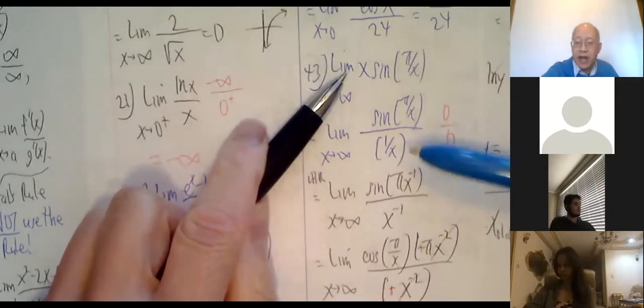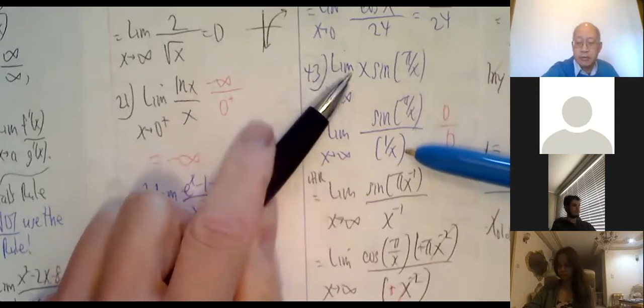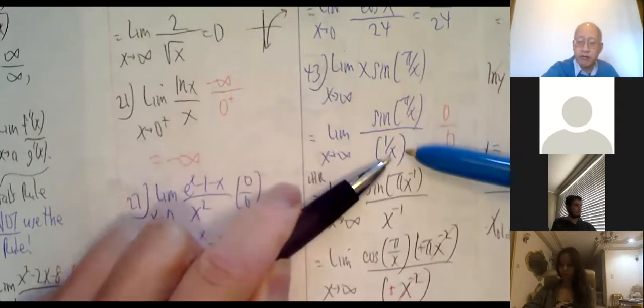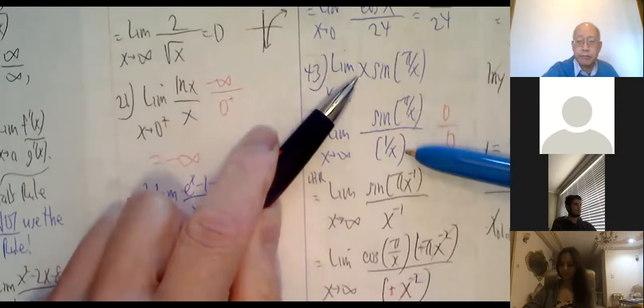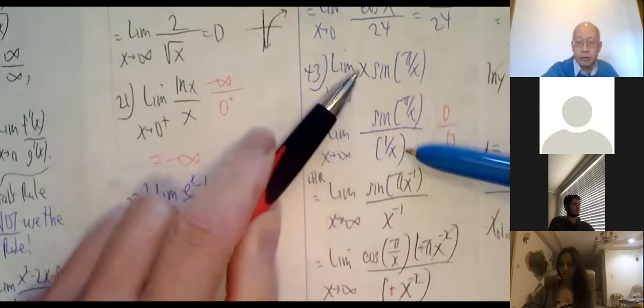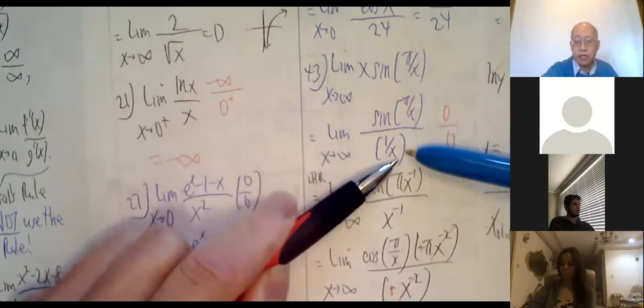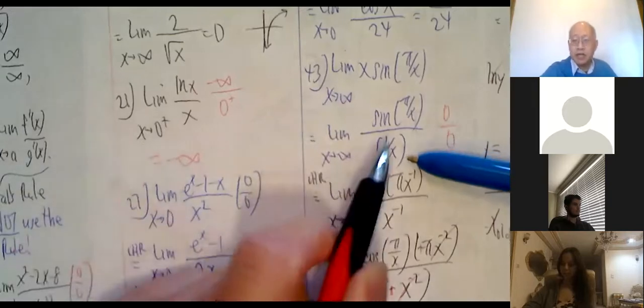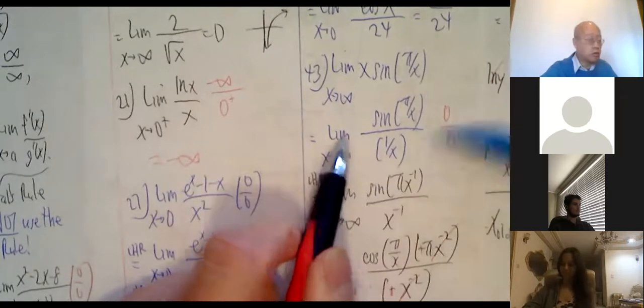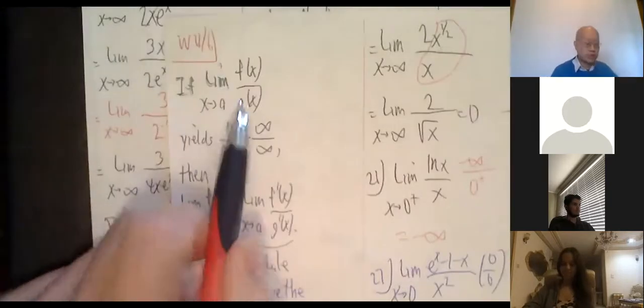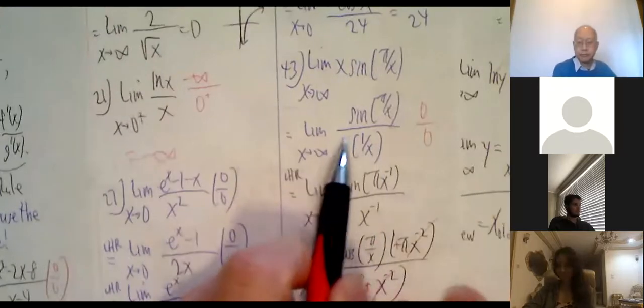Right? Dividing by 1 over x is the same as multiplying by x. If you divide by a fraction, you multiply by the reciprocal, which means you can go the other way. If you multiply by x, you can divide by the reciprocal. Okay? And now I claim this is 0 over 0. See, to do L'Hopital's rule, you have to have a fraction. So I forced there to be a fraction.